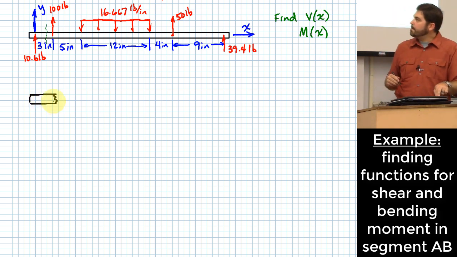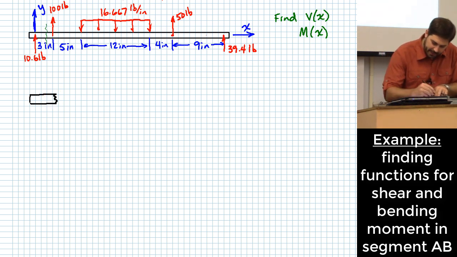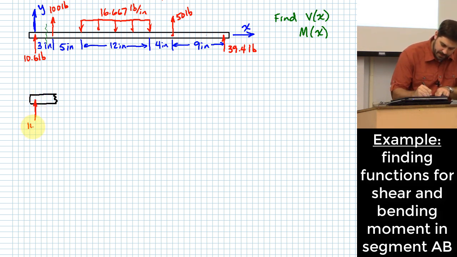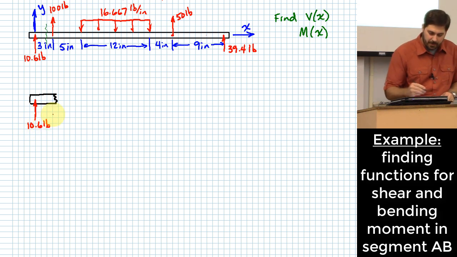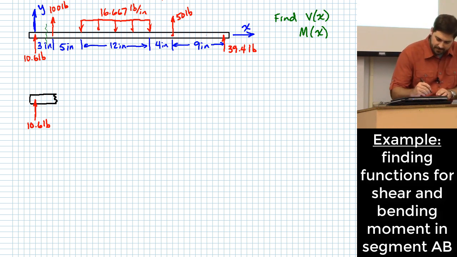When we do this, what we're going to do is put all of our externally applied loads on here. One of them is going to be this 10.6 pounds. How far is it from where that 10.6 pounds is applied to where the cut happens? X. So we'll say X is the distance from here to here.